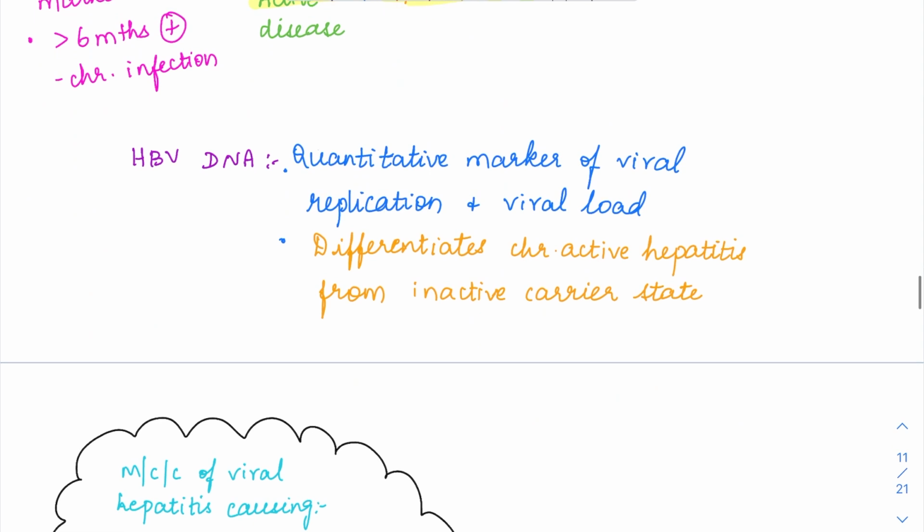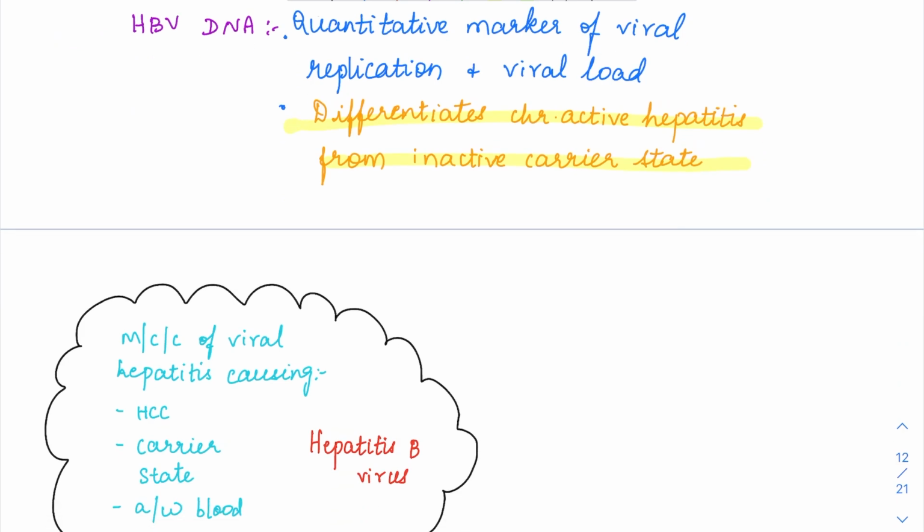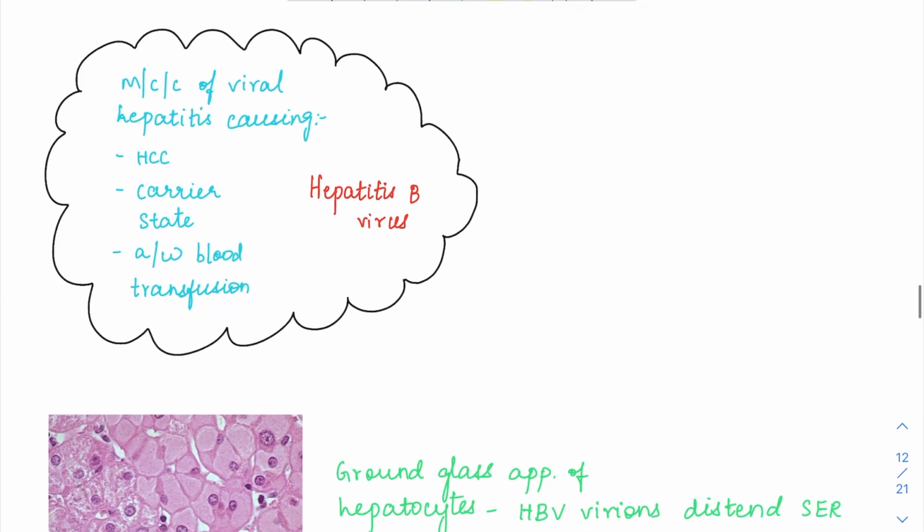Apart from that, you can also measure the HBV DNA. That will give the approximate viral load of the patient. It is going to be a quantitative marker giving the viral replication and the viral load. This will determine whether the patient is having an active disease or just a carrier state. So for that also, this HBV DNA measurement is important. It also helps in giving treatment options.